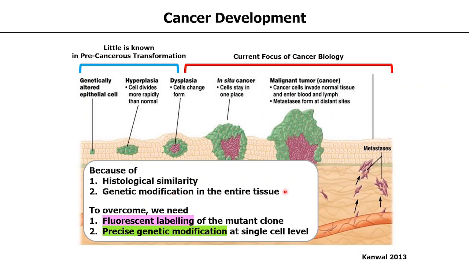Secondly, when we model this in the mouse, we've been knocking out tumor suppressors and activating oncogenes in the entire tissue, so we have not really been utilizing mosaic methods in order to see the behavior of the mutant cells. So to overcome these two weak points, we have to work on fluorescence labeling of the mutant clone. And I think that we also have to have tools with which we can precisely make a genetic modification at the single cell level.